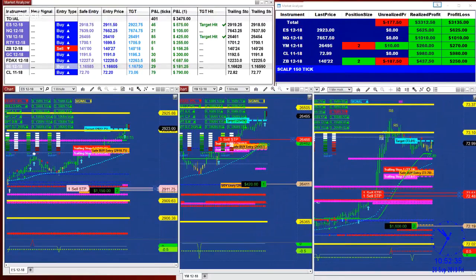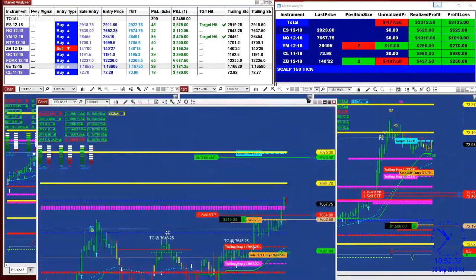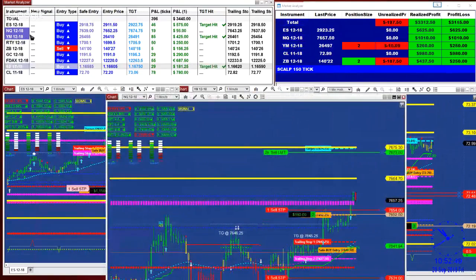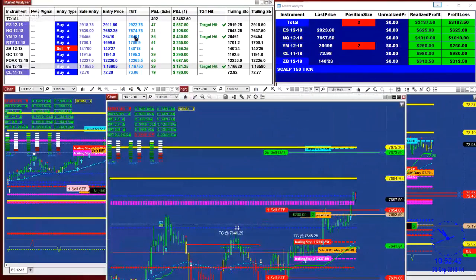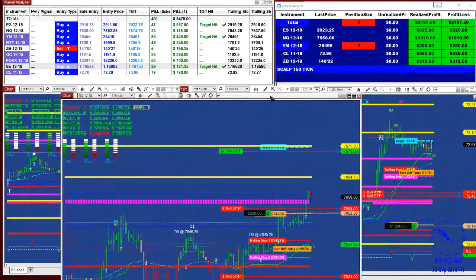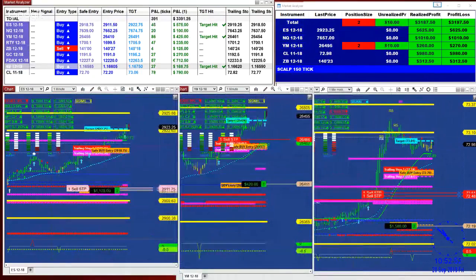Right now we have 400 ticks. The last signal we called was the Nasdaq. We gave you the numbers, entry price, everything. And right now we are 398 ticks into the plus, a total of 3,475 based on one contract.